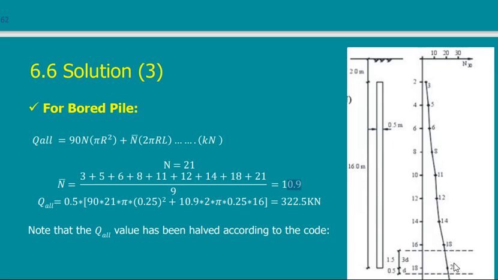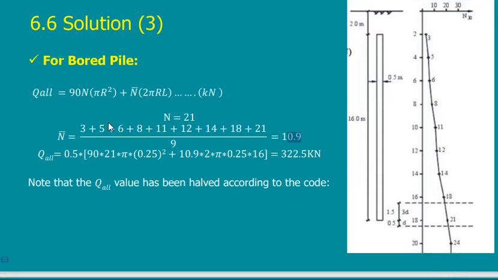So this n will be used for the end bearing, and n bar will be used for the friction. Now, I have both values. What is remaining? Remaining is pi and r and l. These are the pile dimensions. So this is a very, very trivial solution. It's nothing. N values multiplied by pile dimensions. That's all.